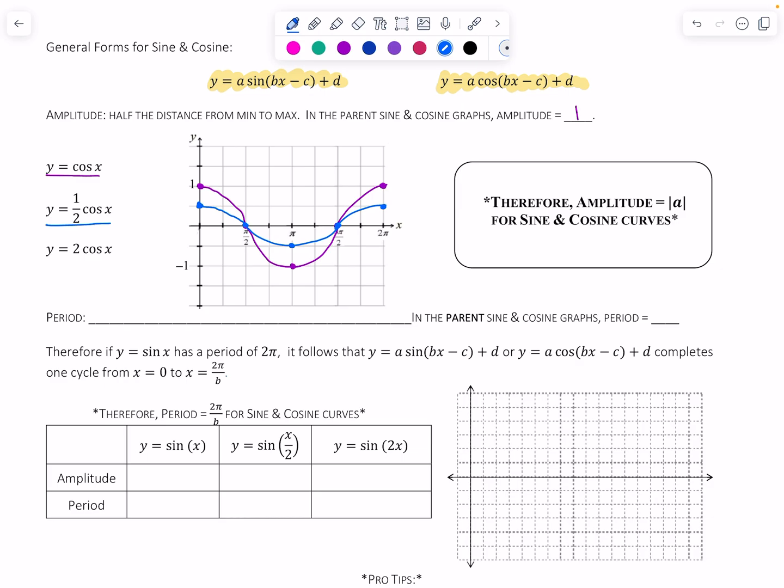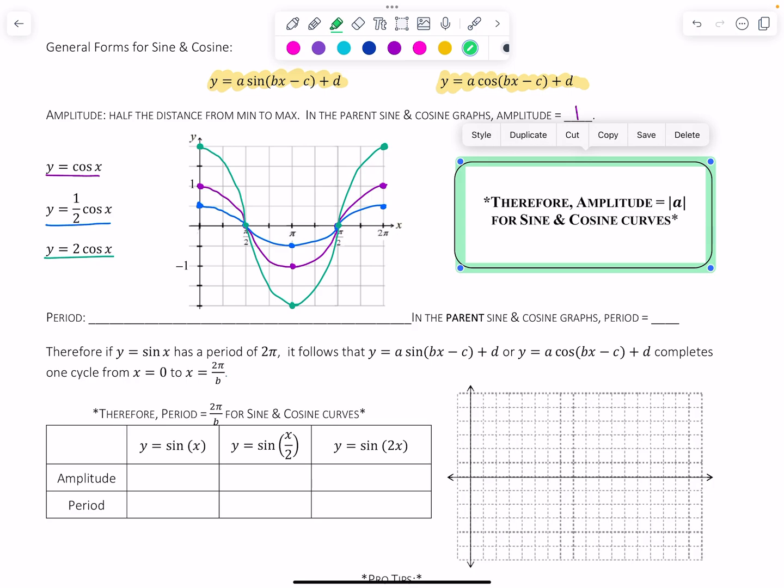And one more with the 2, you can probably guess what it's going to do. You're now having an amplitude of 2, so you're going all the way up to 2, all the way down to 2, and then of course you still go through 0. So again, taking your pencil as best you can. All right, so this is now our amplitude, right? So as it says here, therefore our amplitude is equal to the absolute value of A for sine and cosine curves, okay? So FYI, that's what that A stands for, that you're looking for, that amplitude.